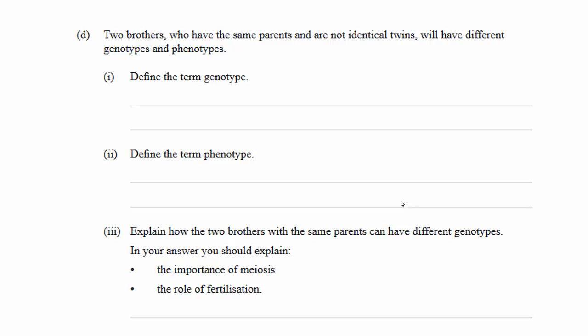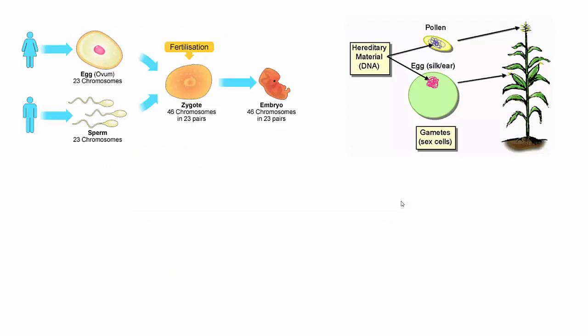and in your answer you need to mention the importance of meiosis and the role of fertilization. So in that question, you need to talk about half the chromosomes coming from the mother and half the chromosomes coming from the father. A good thing to mention there as well is in meiosis crossing over, so how the chromosomes are randomly assorted into the gametes, so you're not getting the exact same gamete being produced every time. So in order to explain that, you need to talk about meiosis and also fertilization.